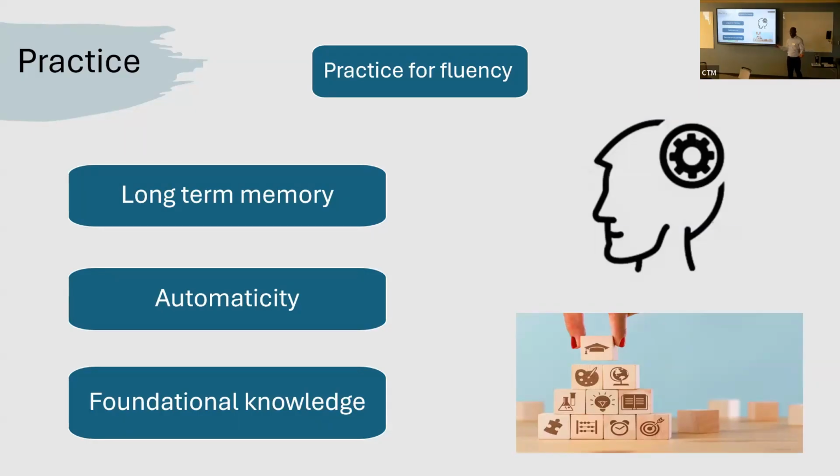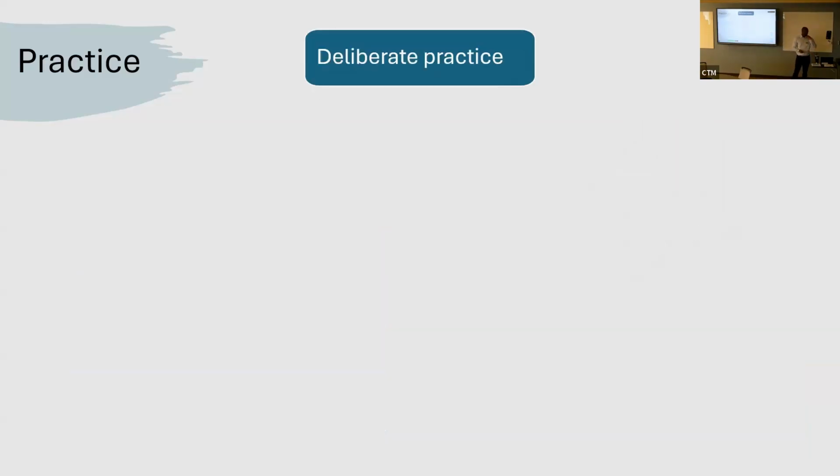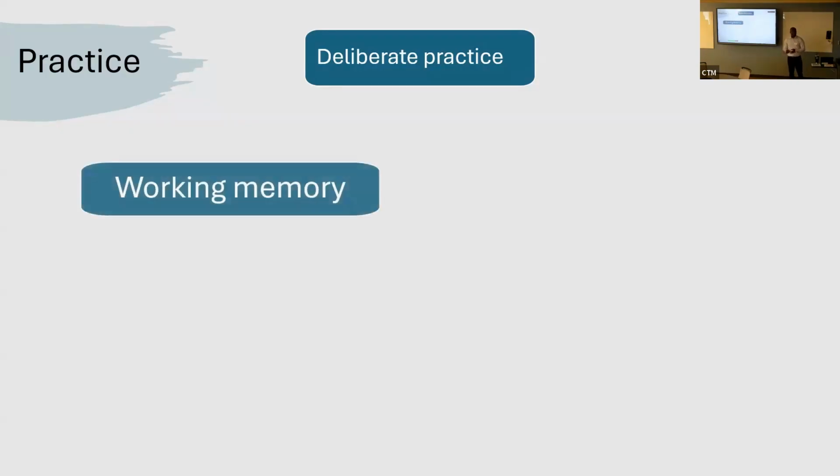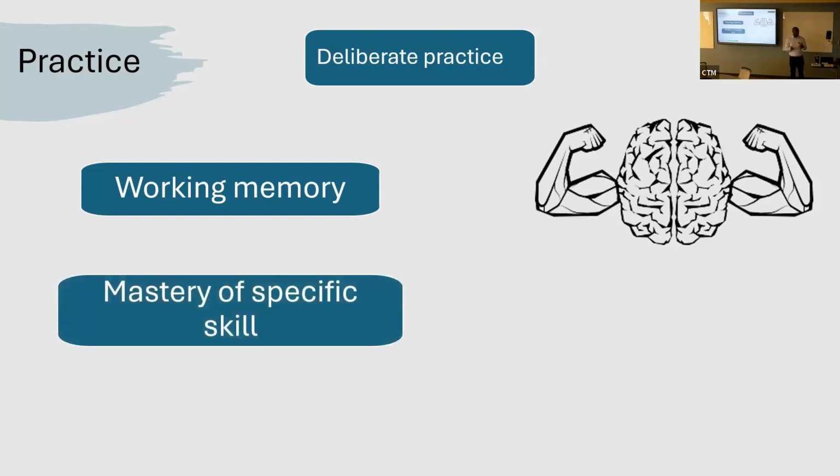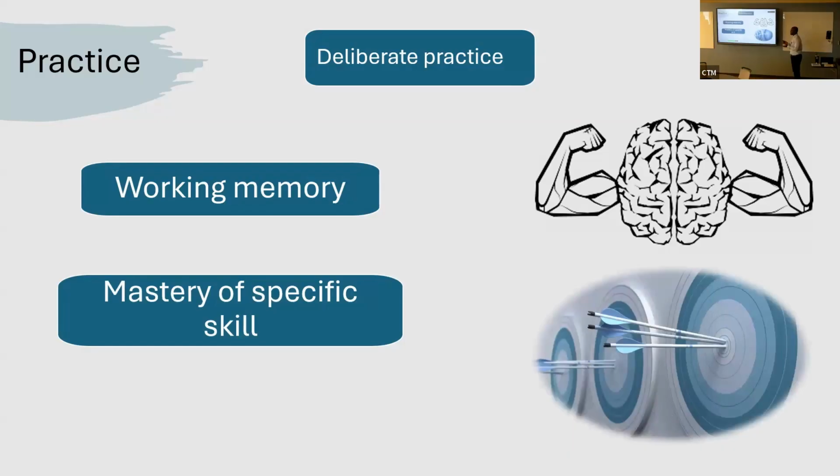Another example, maybe in arts, right? You need to know your primary colors. You need to know what colors you mix to get a secondary color and a tertiary, all those things, right? You need to have those at your fingertips. Now, the next type of practice is deliberate practice, and that is focused on our working memory, right? We are using our working memory or our short-term memory for that. And that is aimed at the mastery of a specific skill.